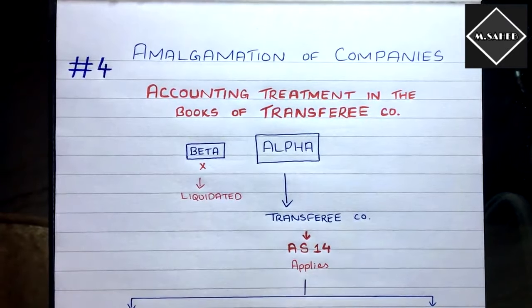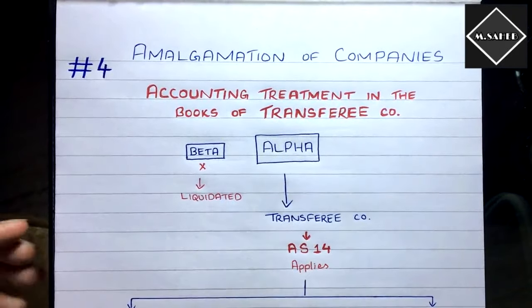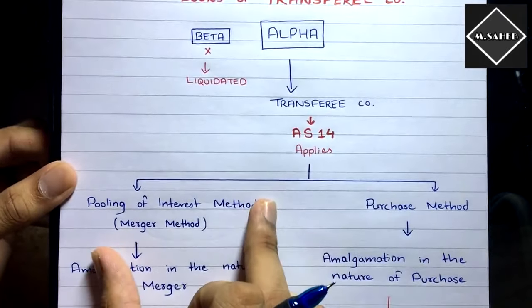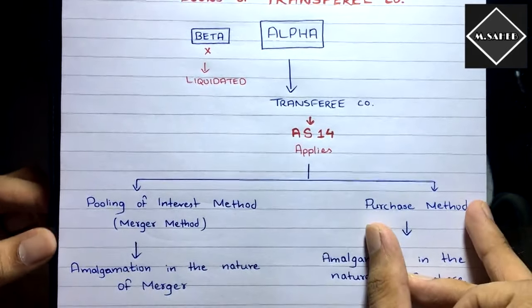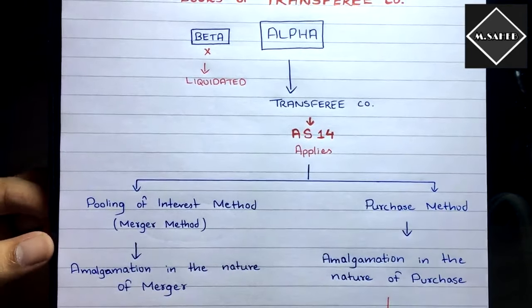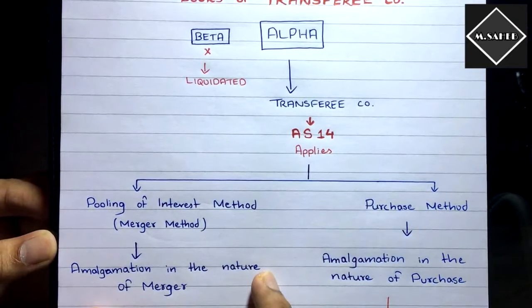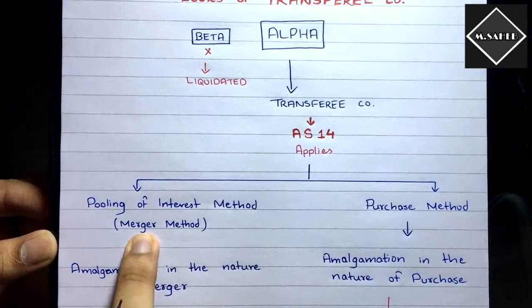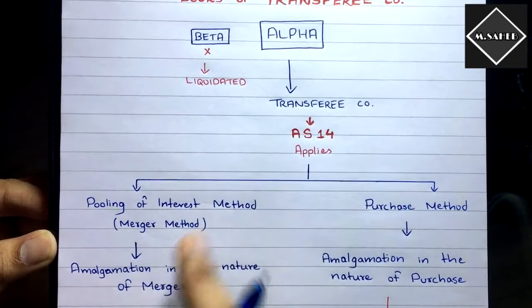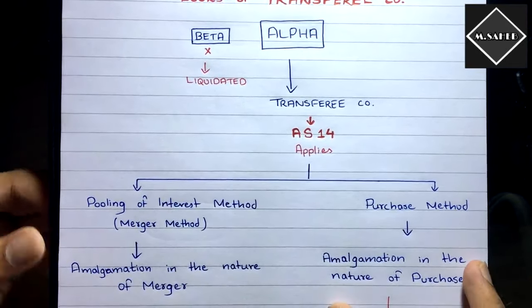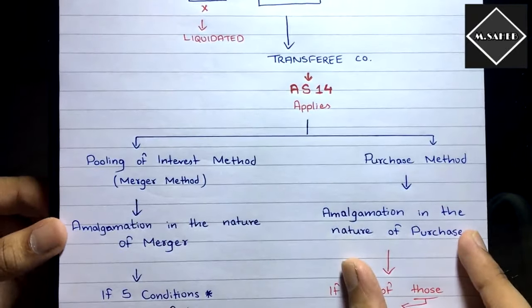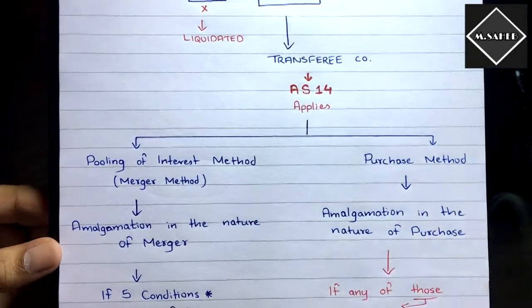So now what do we have in AS 14? See here, in AS 14 we have got 2 methods. The first method is pooling of interest method and the second method is purchase method. So now when to use this method and when to use this method? See here, it's very simple. When the amalgamation is in the nature of merger, you have to use merger method, or it is also known as pooling of interest method. And when the amalgamation is in the nature of purchase, then you have to use purchase method.